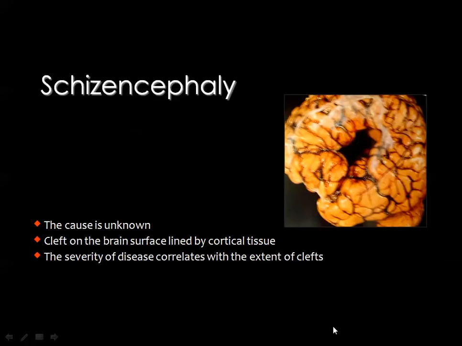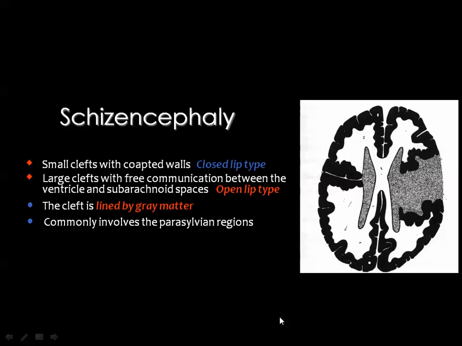the opposite side. Then schizencephaly means that there is a defect in the cerebral cortex, and this defect is filled by CSF and lined by cortex. This defect may communicate with the ventricle and may not communicate with the ventricle. You should remember that schizencephaly is a defect on the surface of the brain lined by cortex. The defect is filled with CSF, and the margins are lined by gray matter.